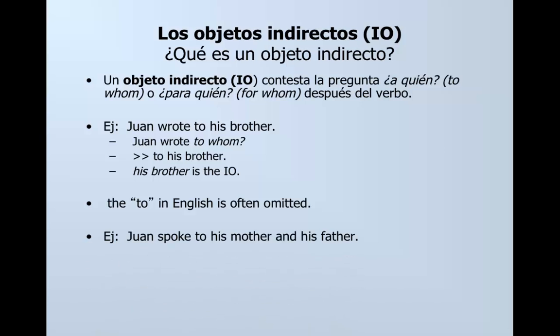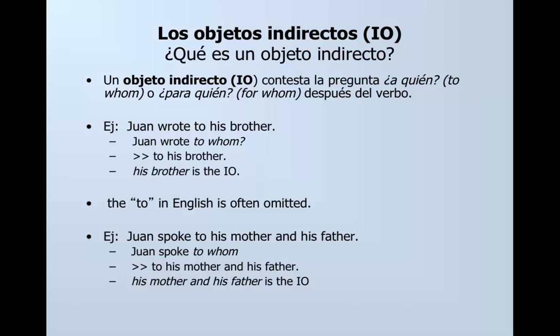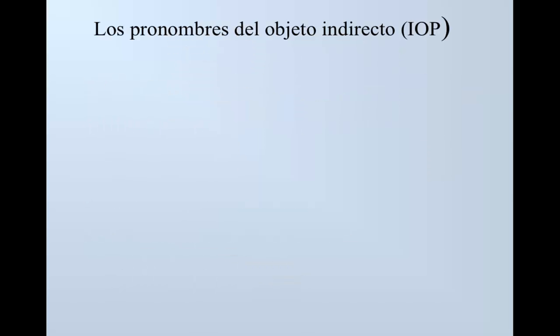Here's another example. Juan spoke to his mother and his father. So he spoke to whom? So to his mother and his father is the objeto indirecto. All right, let's talk about los pronombres del objeto indirecto. These are your IOPs. In Chapter 7, we had your DOPs. Chapter 8, we have IOPs, indirect object pronouns. And then in Chapter 9, we're going to be putting them all together. We're going to be using direct and indirect object pronouns together.